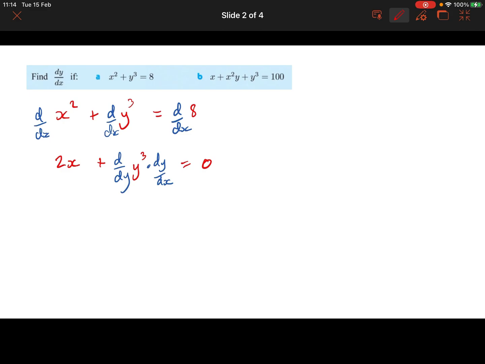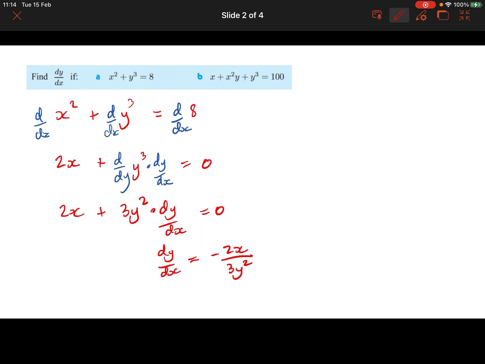Okay, so what do I get? I'm going to get 2x plus, differentiating y cubed with respect to y is 3y squared, and then I'm left with this multiplication of dy dx. Okay, so dy dx is going to be equal to negative 2x over 3y squared. So now it's very, very important that you understand that if you want to be able to find a gradient at a specific point, you need to know both its x value and its y value in this instance, okay?